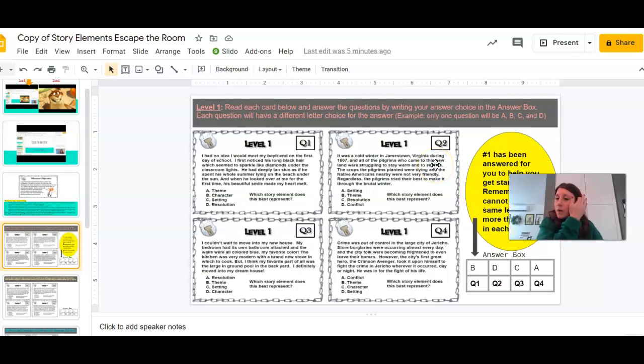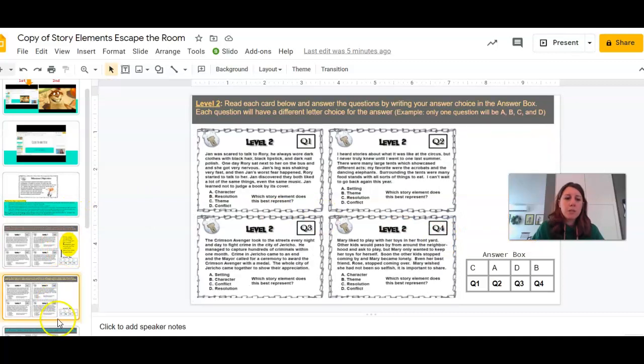All right, if you are determined to get this and it's not working out for you, you cannot have the same letters. You cannot have two A answers here, for example, okay? So they all have to be different. So if you come up with two Ds, then look back and say, okay, well, is question 2 D or is question 4 D? All right, so you want to go through them just like that.